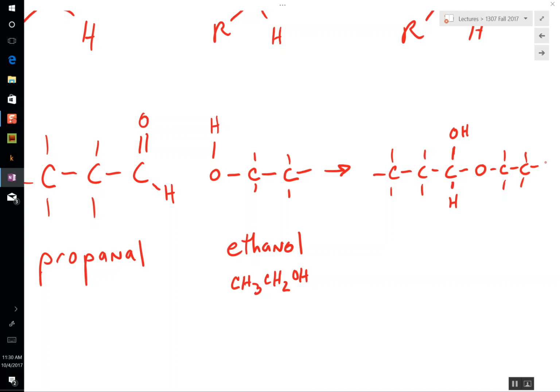I hope you're seeing the analogy of things adding across a double bond. This is a very prolific thing a double bond can do. We saw the alkenes. You could hydrogenate them, halogenate them, hydrate them. You can hydrogenate a carbon-oxygen double bond, and now you can also react an alcohol with a carbon-oxygen double bond.